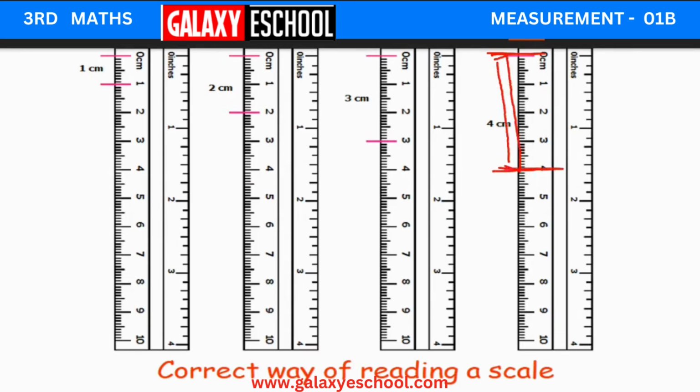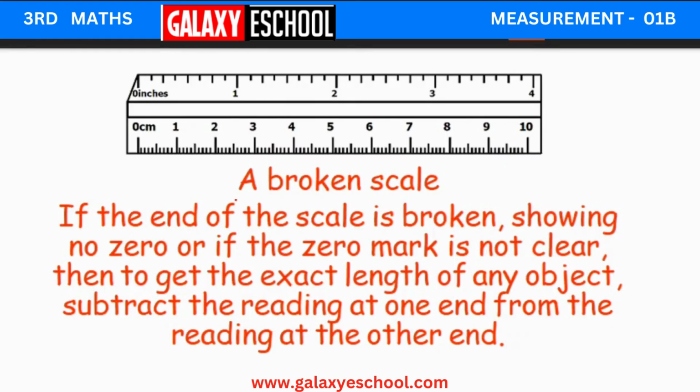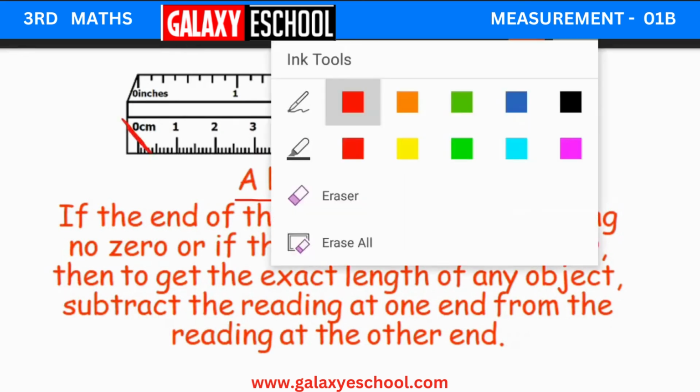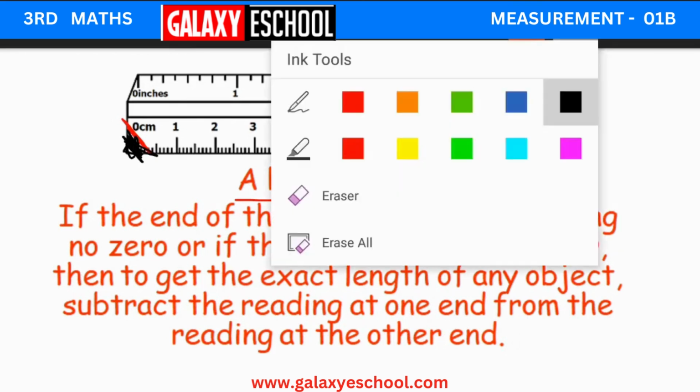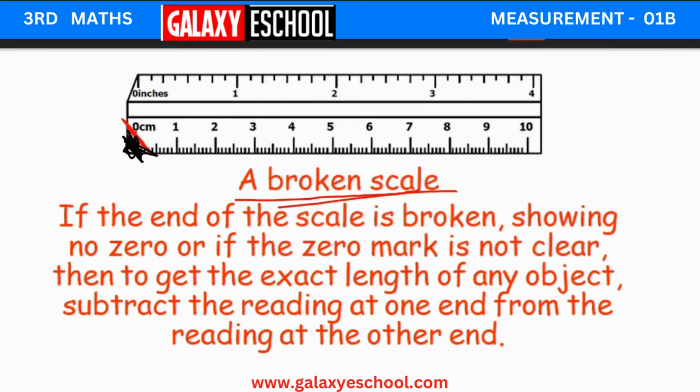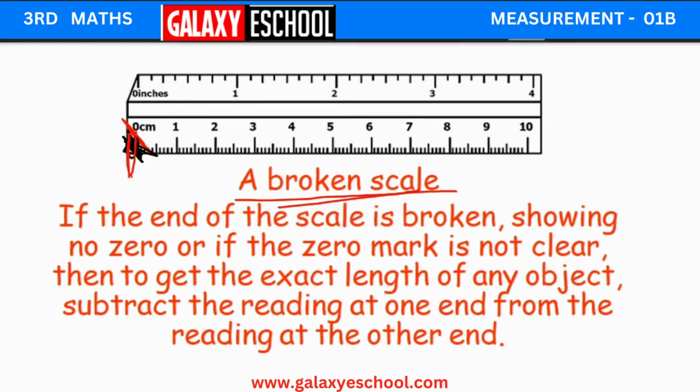Yes, now here the object is ending at. Now what if you have a broken scale? For example, in this scale, suppose the scale is broken till here. Just assume that I'll mark this black here. Just assume that your scale is broken. Now can you see the 0 centimeter line here? No, you cannot see the 0 centimeter line here. Now how will you measure an object using a broken scale like this?